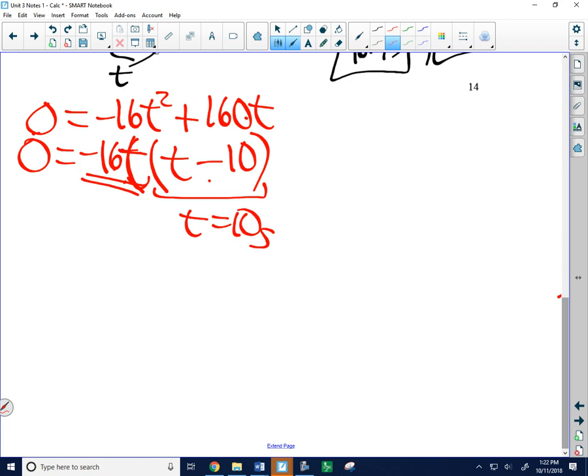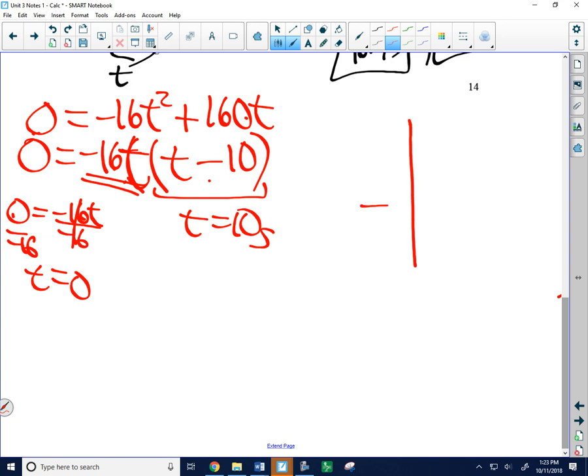So really what you're doing is setting negative 16t equals 0. We're dividing by negative 16. And you get t equals 0 over negative 16, which is 0. So those are the two, and that should make sense. It's 0 seconds, it's on the ground, position 0, and after 10 seconds. And so 10 seconds is our answer. It's back on the ground after 10 seconds.